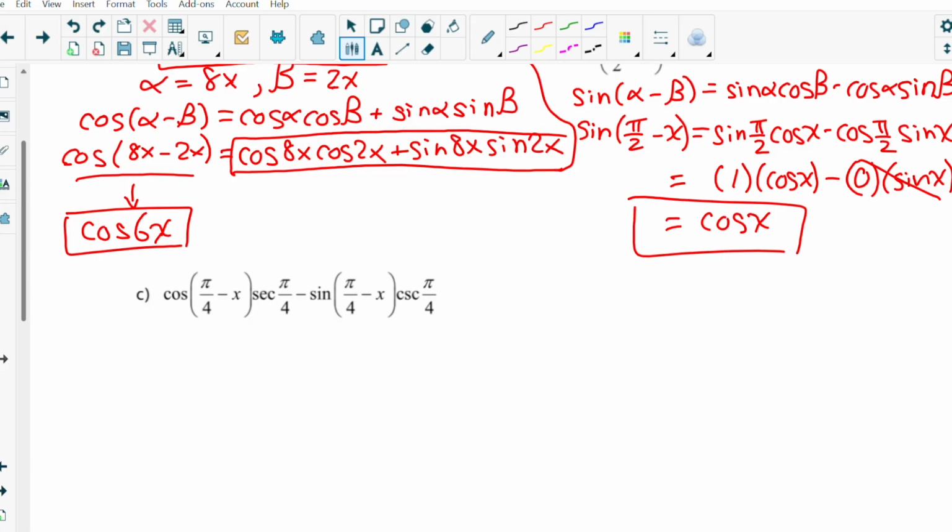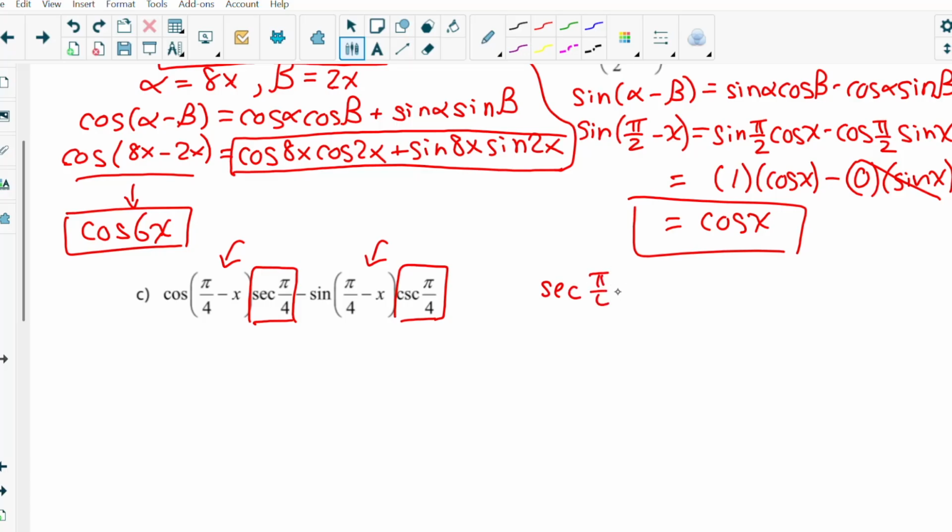Letter C, cosine of pi over 4 minus x times secant of pi over 4, minus sine of pi over 4 minus x times cosecant of pi over 4. Let's see, what do we have here? First off, let me take care of these two right here, because I see a cosine difference identity and a sine difference identity. Let me evaluate these first, and then plug those in, okay?